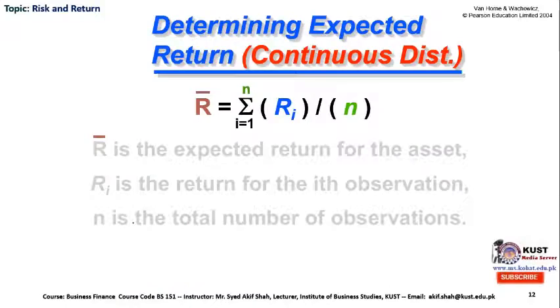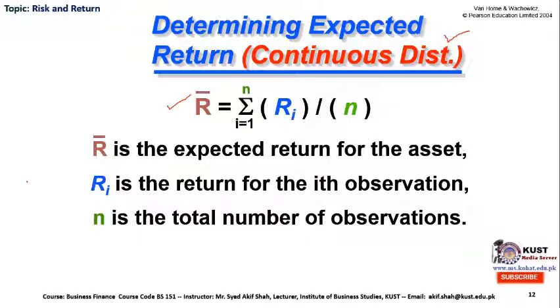Let us discuss now how to calculate the expected return and standard deviation if the data pertaining to the example is continuous in nature. The formula for calculating the expected return if the data is continuous in nature, like decimal places data, is R bar equals the summation from i equals 1 to n of Ri, where Ri represents the return for the ith observation and R bar represents the expected rate of return, whole divided by n.